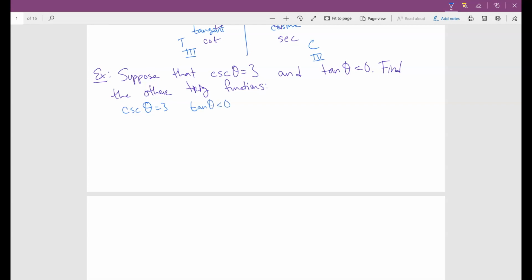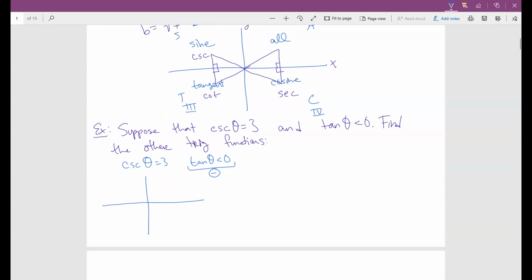Okay, cosecant is positive. This tells me that tangent is negative. So in what quadrant am I in? Remember, cosecant is positive. That means it's right here, or it can be right here. But since tangent is negative, that means it has to be in quadrant 2. So when I draw my triangle, the base is going to be hugging the x-axis. It's going to be right on it. Okay, so here is my angle theta.